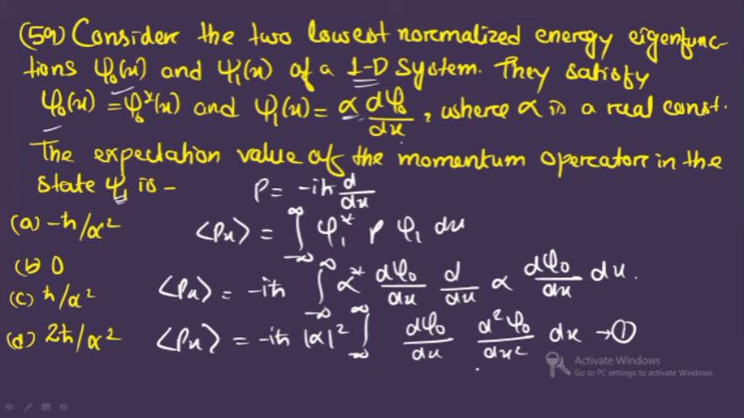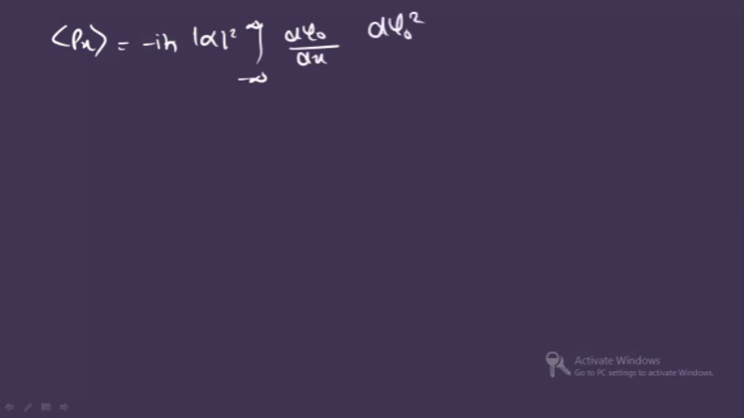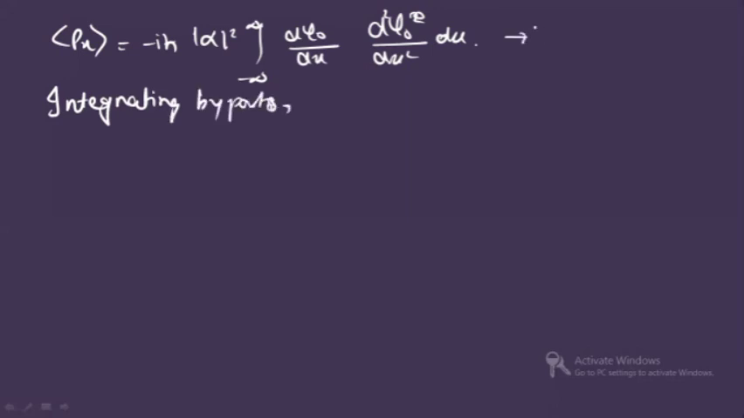Now we will do integration by parts of this term. All right. So what we were having, the expectation value of p_x equals what? We were having minus iℏ, right? It was outside, and we were having mod of α squared, right? This we were having an integration from minus infinity to plus infinity, dψ₀/dx, and we were having d²ψ₀/dx² dx. So now we will do integration by parts of this equation. I'm writing this as equation 1.